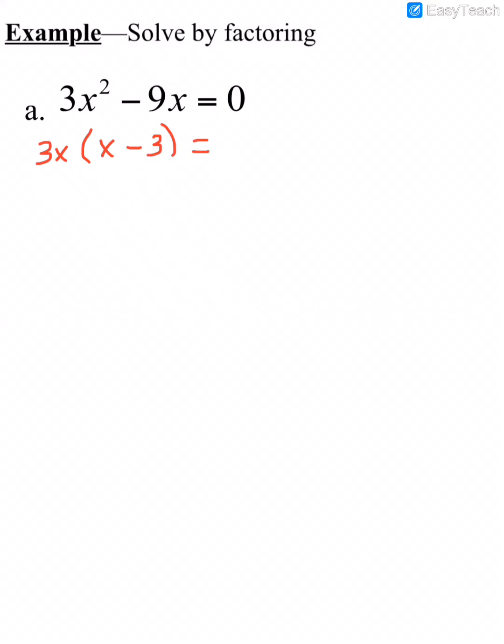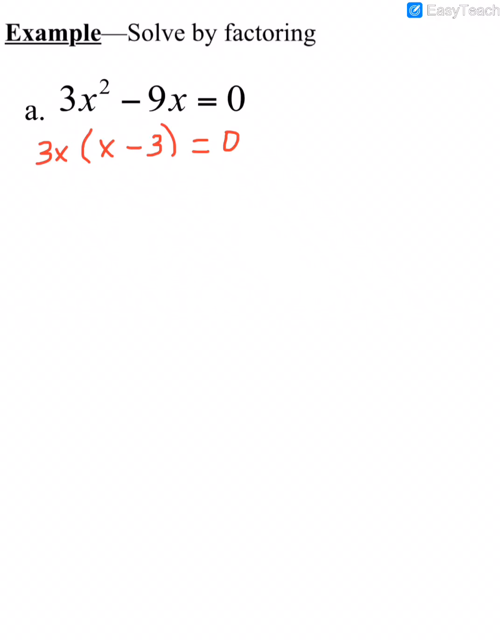Now remember, anytime you factor, you can check to make sure you factored it correctly by multiplying it back together, because our factors should be able to multiply back together to give us what we started with. If it doesn't, then you didn't factor it correctly. Let's check this. 3x times x gives me 3x squared. 3x times negative 3 gives me a negative 9x. So I know that I factored it correctly because I can multiply it back together and get what I started with. Now that it's completely factored, I take each factor and set it equal to 0.